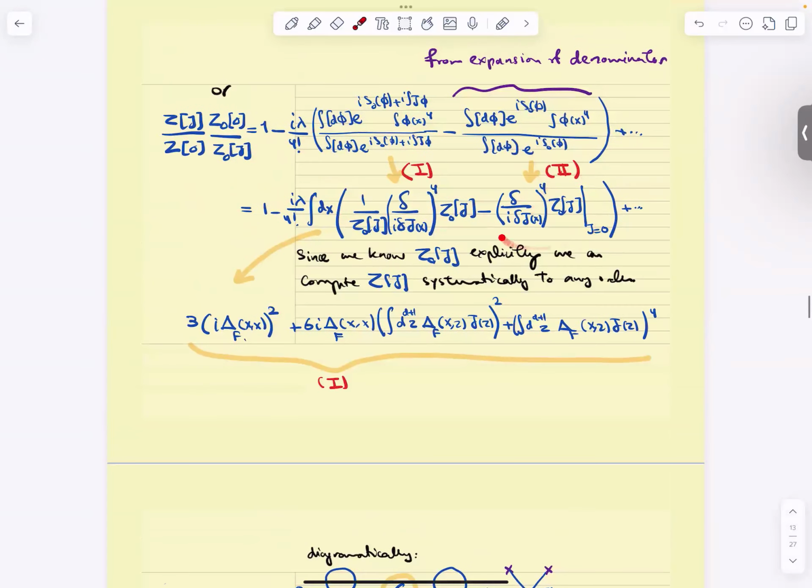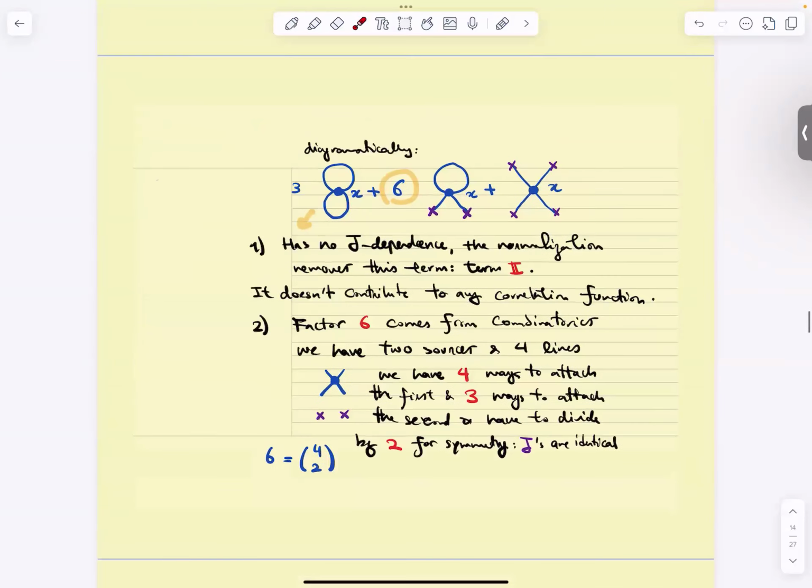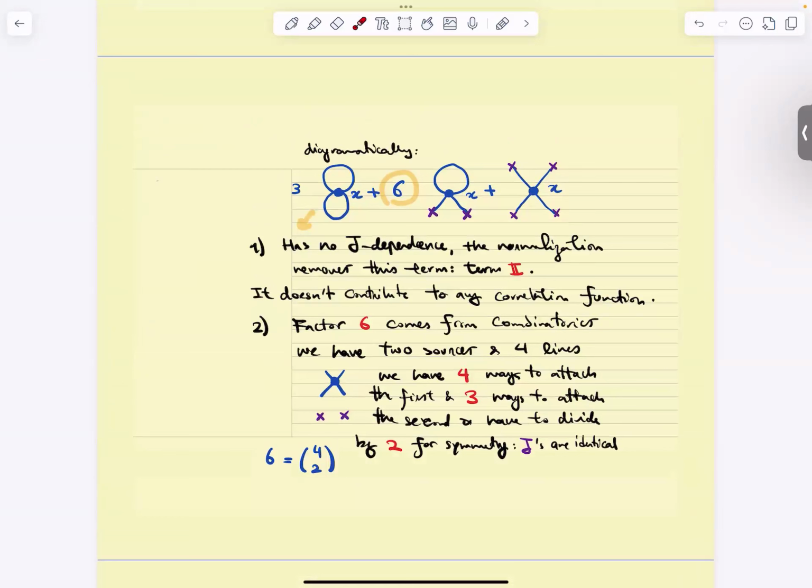That is actually what the job of the second order term is. So you're left with these two terms. The factor 6 comes from just combinatorics. Can you see what the combinatorics is? So you have 4 lines and 2 crosses. There's 4 choose 2 ways of connecting them. That's 6. That's the combinatorics of the diagram.